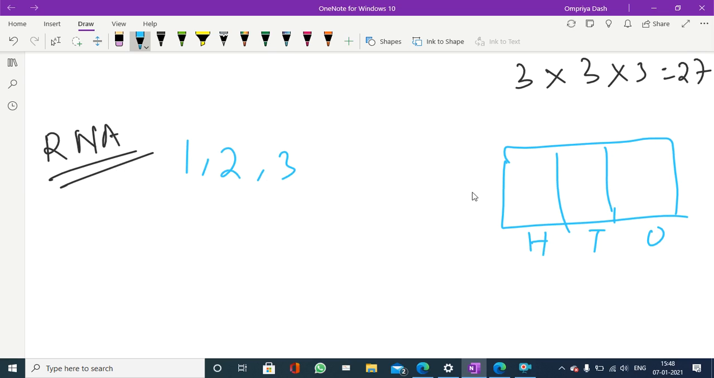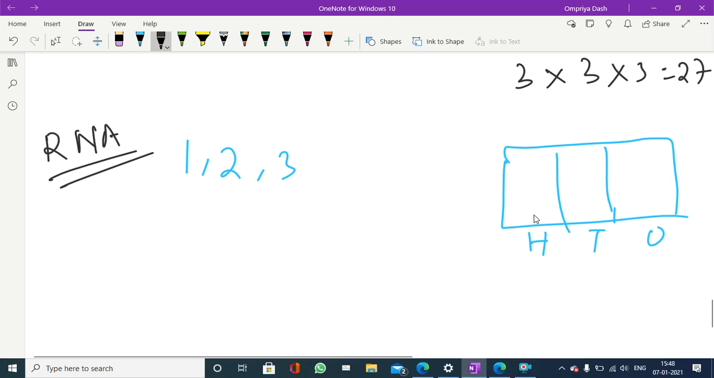If you have placed, suppose you have placed 1 in the ones place, then you cannot place the same 1 in the tens place or in the hundreds place. Suppose you have placed 2 in the hundreds place, you cannot put the same 2 here or here. Repetition is not allowed.